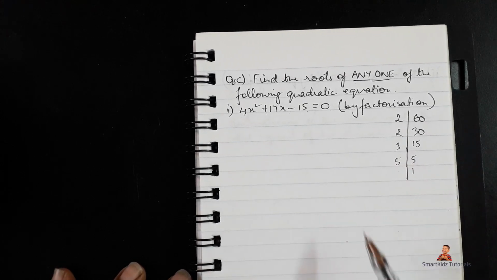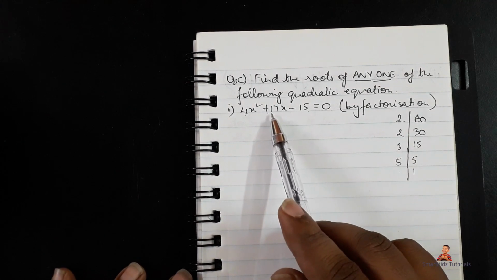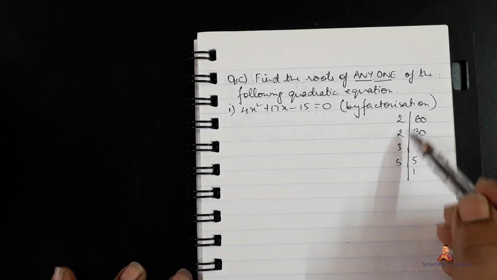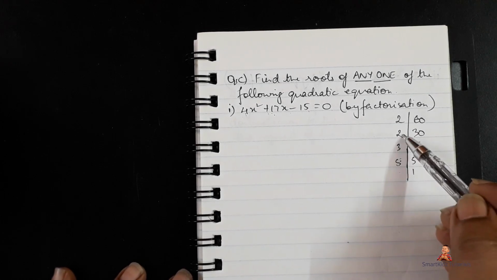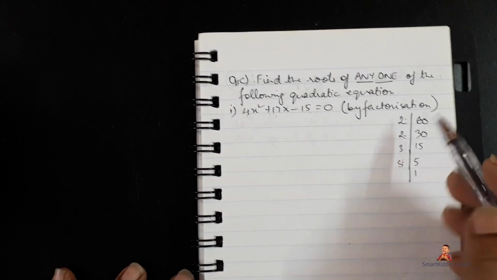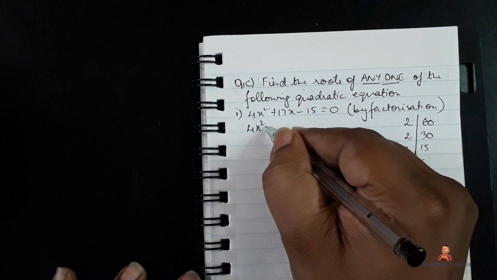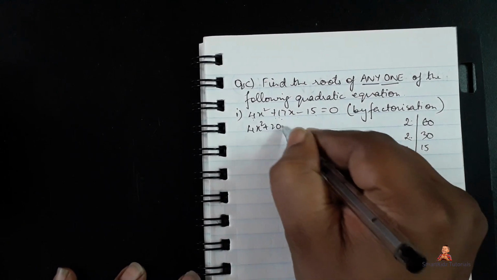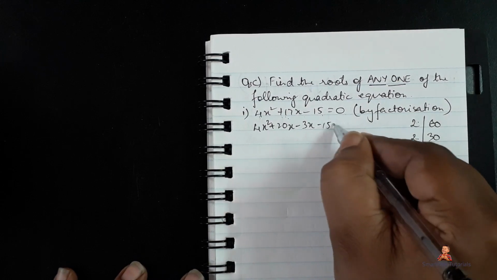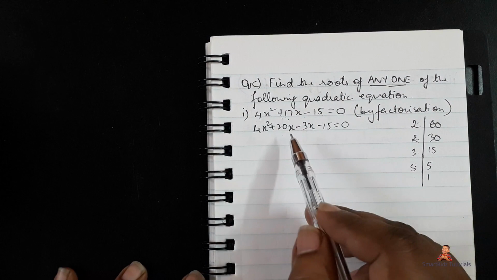Now we need the combination such that we get positive 17 over there after adding and subtracting. So if we look at this, 5 2s are 10, 10 2s are 20. 20 minus 3 should give us 17, positive 17. So 4x square and positive 20x minus 3x minus 15 equal to 0. So 20 minus 3 is 17, and 20 into 3 gives us 60.